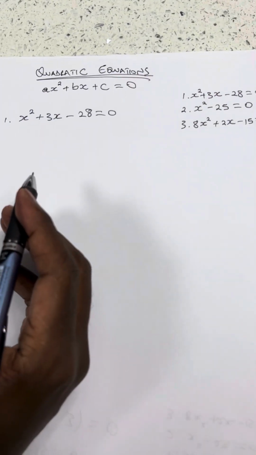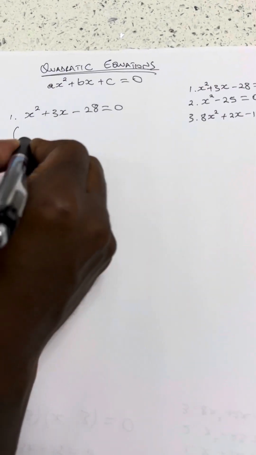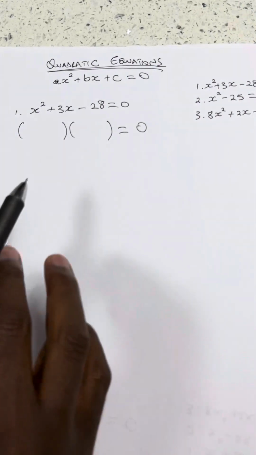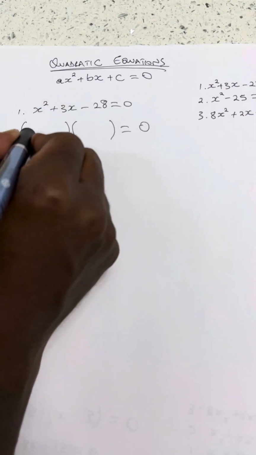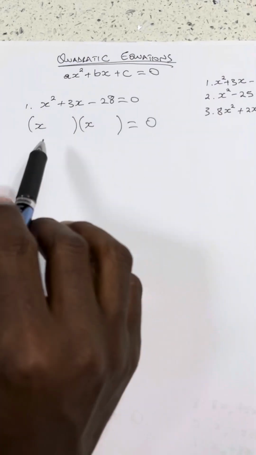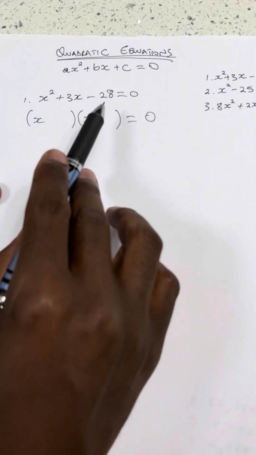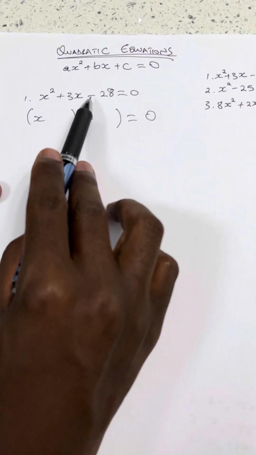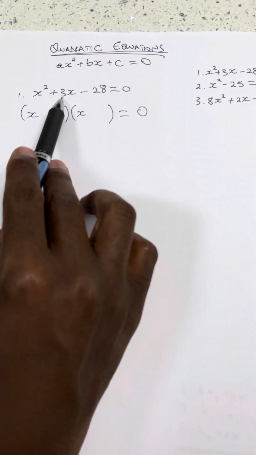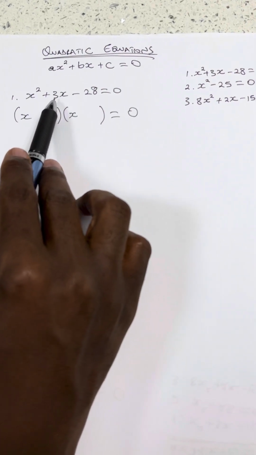Solving this in an exam is usually worth 3 marks. All you need to do here is factor. If we solve this using factorization, you need to find your factors for the expression. So write your two x's in each bracket. Now you need to look for factors of 28 which, when you subtract them, give you 3. So we're looking for two numbers whose product is 28 and whose difference is 3.